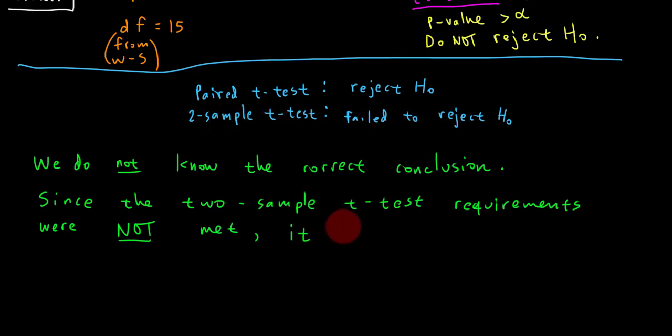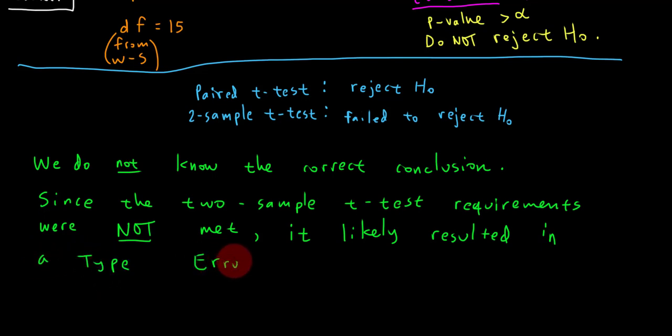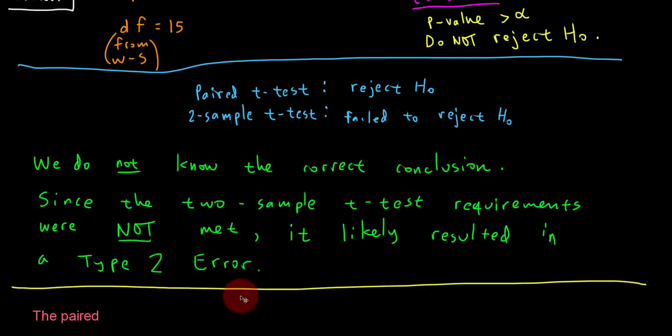So it likely resulted in an error. Now we don't know that. It's possible the paired t-test was erroneous, but we don't know. But if you had to place a bet, I would place it on the conclusion from the paired test. What is the type of error that this two-sample t-test probably made? Is it a type 1 or a type 2? Because this two-sample t-test concluded that we do not reject the null hypothesis, it could have been a type 2 error.